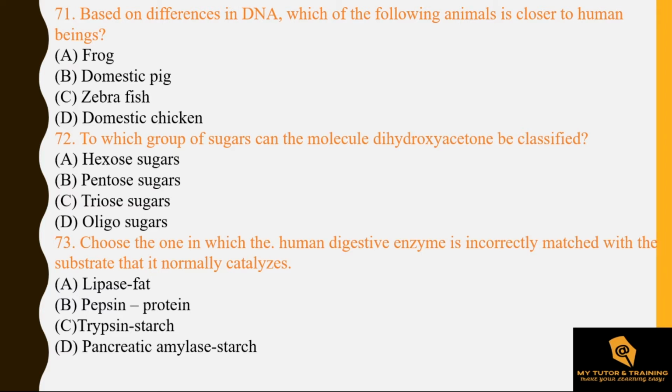So choice B is the correct answer. Good, question number 72. To which group of sugar can the molecules dihydroxyacetone be classified? A. hexose sugar, B. pentose sugar, C. tyrose sugar, D. oligo sugar or oligosaccharide.